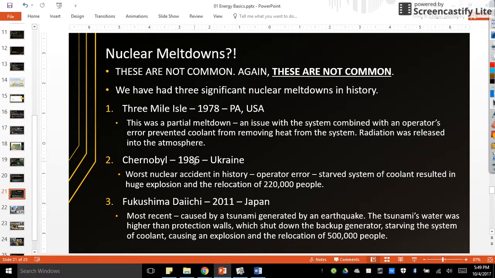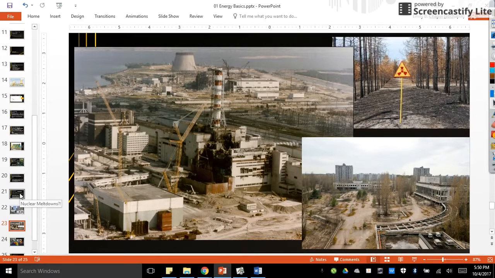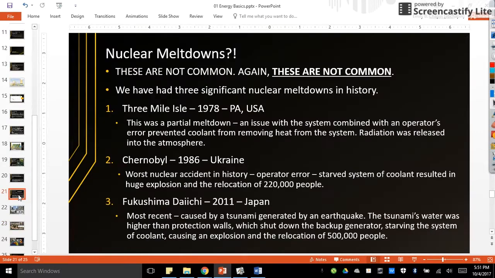The second one, in 1986, was Chernobyl, and this is considered the worst nuclear accident in history. Again, we starved the system of the coolant, which resulted in a gigantic explosion, and we did have to relocate 220,000 people. They're considering Chernobyl a positive feedback loop, because the reaction that occurred just kept getting worse and worse and worse as the fission process continued.